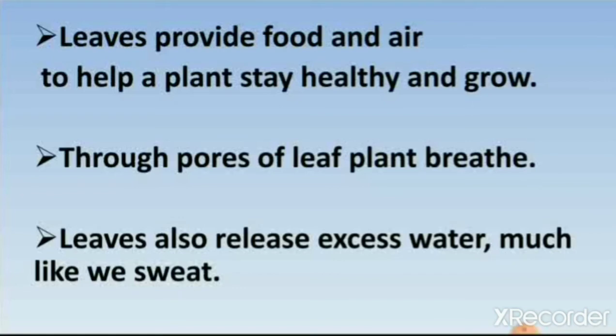The plant becomes dry. Why? Because the leaf makes food for the plant with the help of sunlight, air and water. So with the food and air which are provided by leaves, the plant starts growing healthy. So it is an important part of the plant.